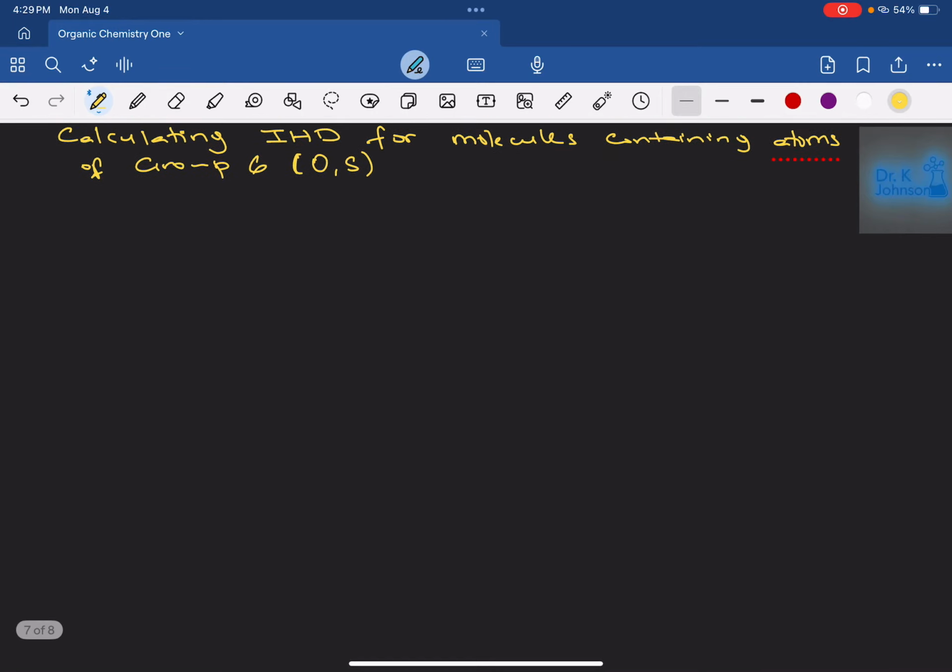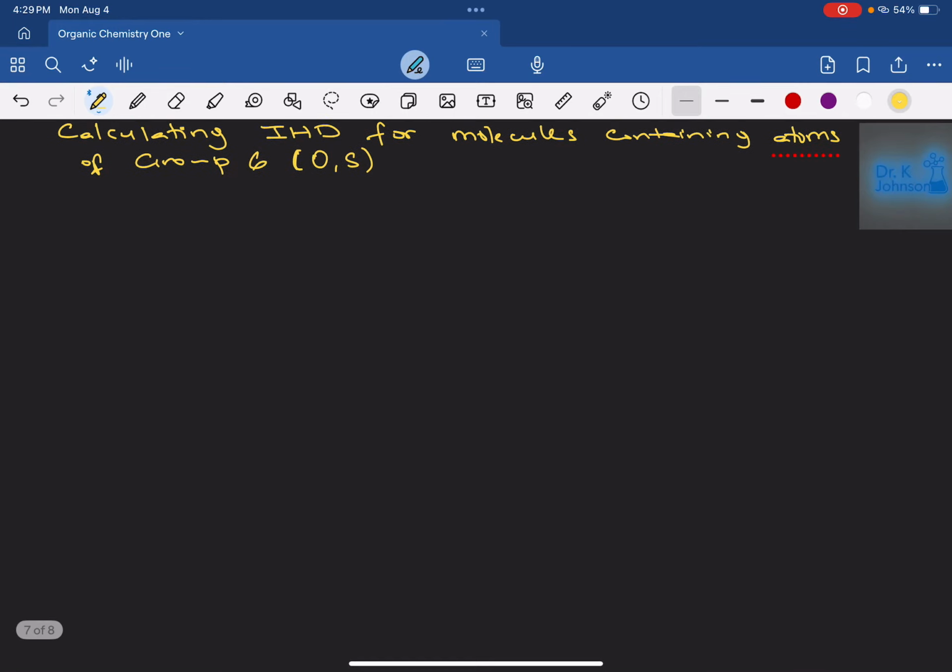Let's talk about calculating your index of hydrogen deficiency, or your degrees of unsaturation, for molecules that contain atoms or elements from group 6, for example, oxygen or sulfur. So what you do is nothing. C5H8O, for example. If you're asked to calculate the index of hydrogen deficiency for this molecule, you do not add or subtract anything from the number of hydrogens in the unknown.